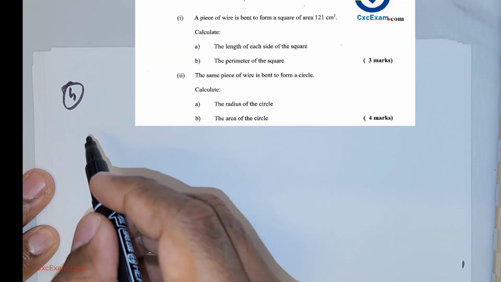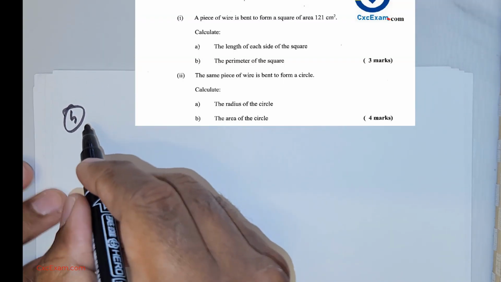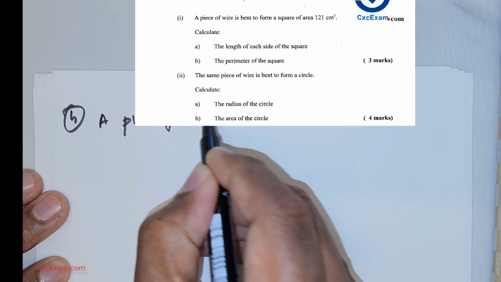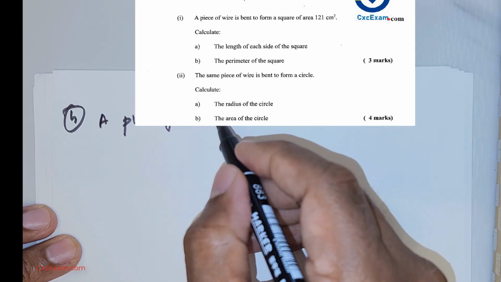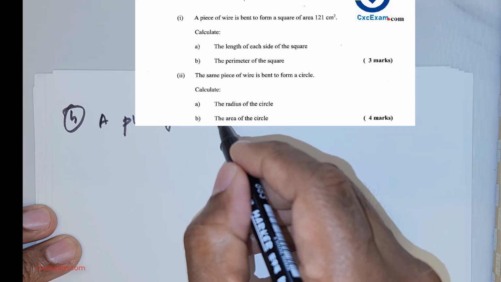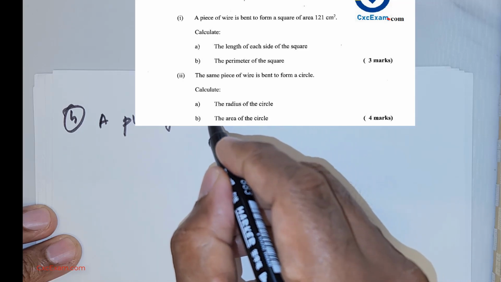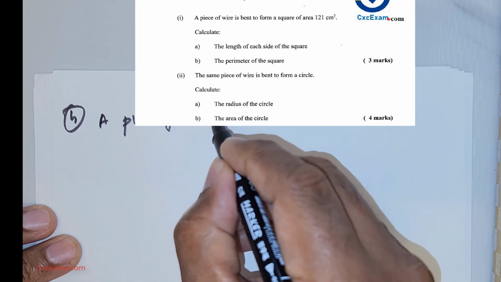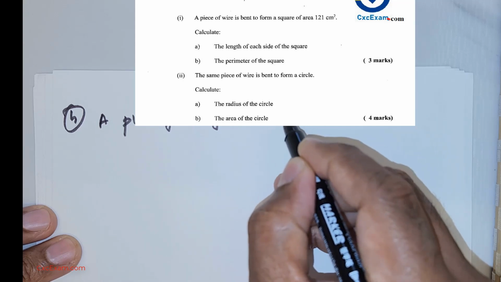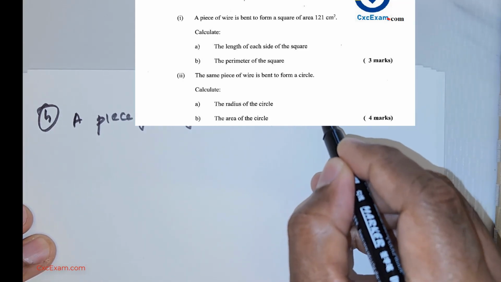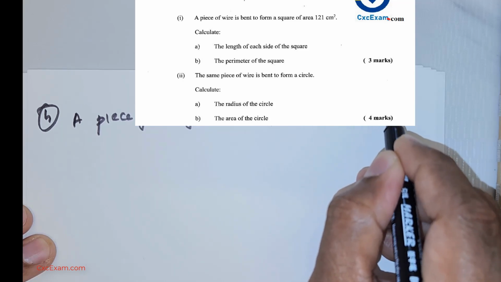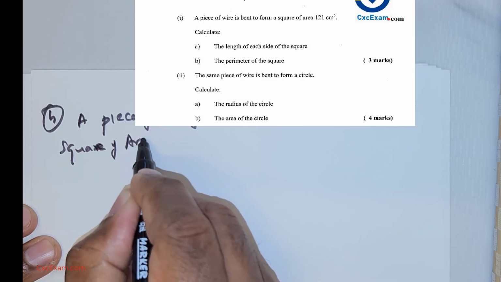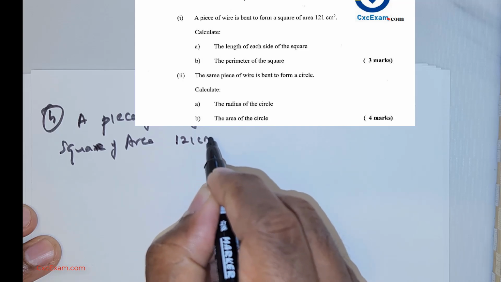This is question 4b. It is stating the following. It says a piece of wire of certain length, right? We do not know the length. A piece of wire of certain length is bent to form a square of area 121 cm squared.